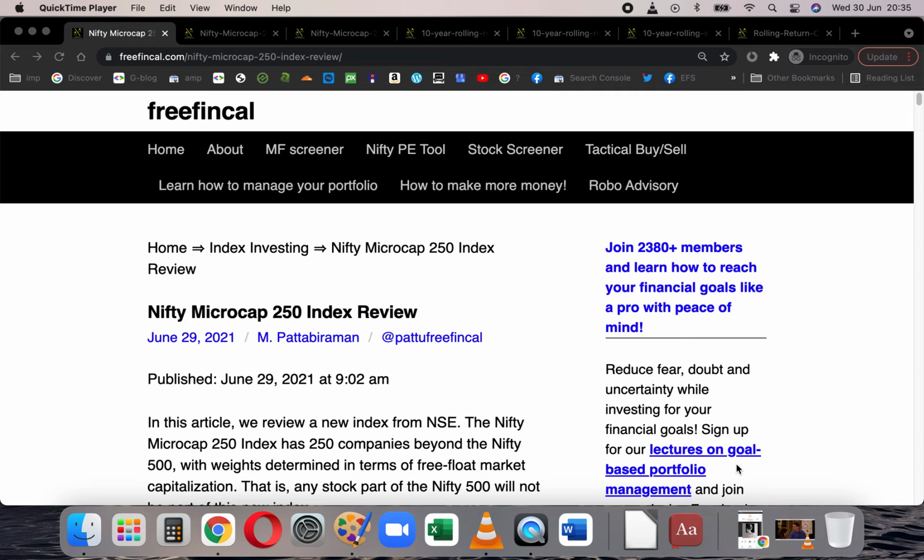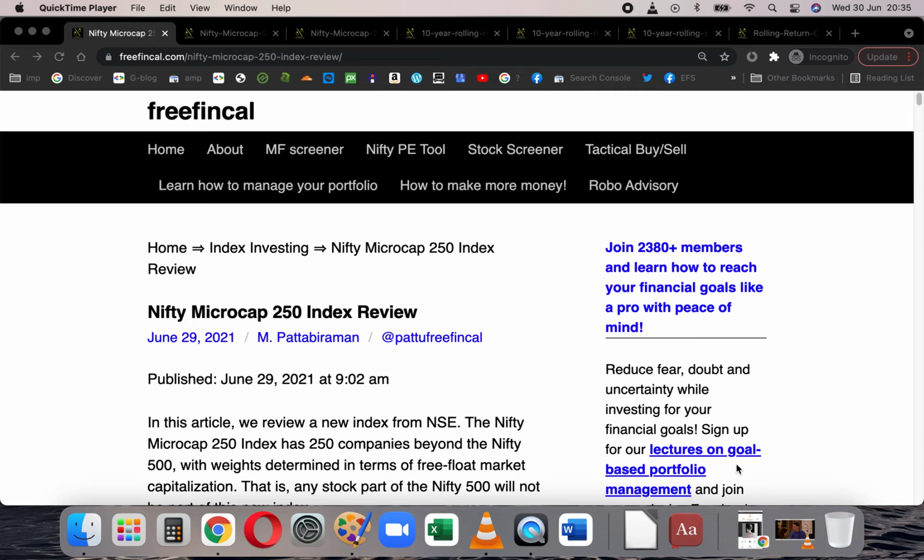All we know for sure is that this index will not have any stock that the Nifty 500 has. So it takes 250 stocks from beyond the Nifty 500. That's what I originally thought, but there is some small confusion with respect to the index constituents.